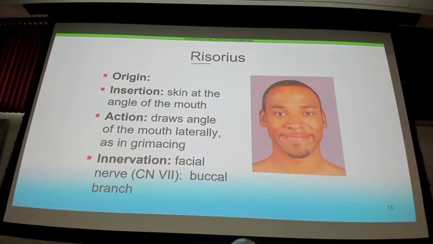Risorius inserts at the angle of the mouth, and unlike zygomaticus major, that's what we're going to compare it to, risorius draws the mouth laterally. But remember, zygomaticus major draws the mouth superior and laterally. Right? So even though he's got kind of a smile there, that's not the job of risorius, and it's innervated by the buccal branch. So he's going to grimace.